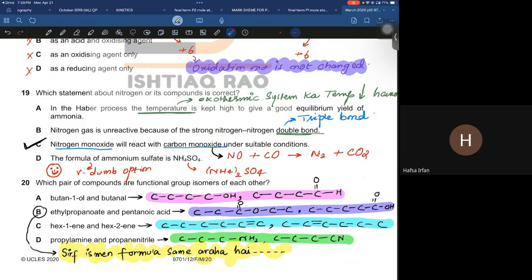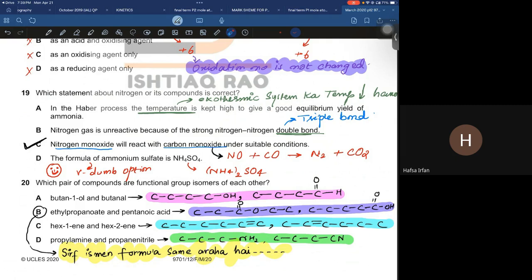Option B says nitrogen gas is unreactive because of the strong nitrogen-nitrogen double bond. Nitrogen has a triple bond, and they are saying double bond, so it's incorrect. Option C says nitrogen monoxide will react with carbon monoxide under suitable conditions. This is the reaction which occurs in a catalytic converter, where in the presence of platinum, palladium and rhodium metal, nitrogen monoxide reacts with carbon monoxide to form nitrogen gas and carbon dioxide.